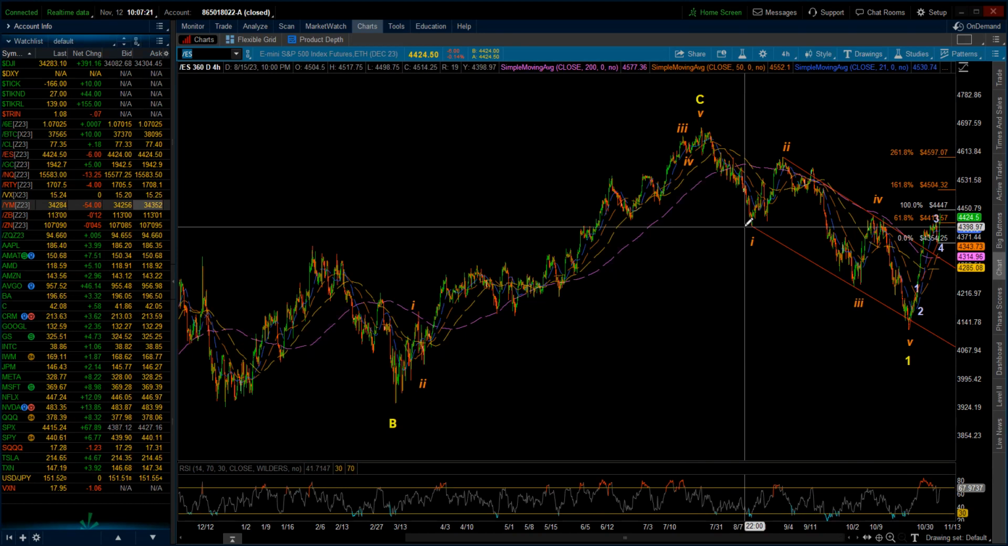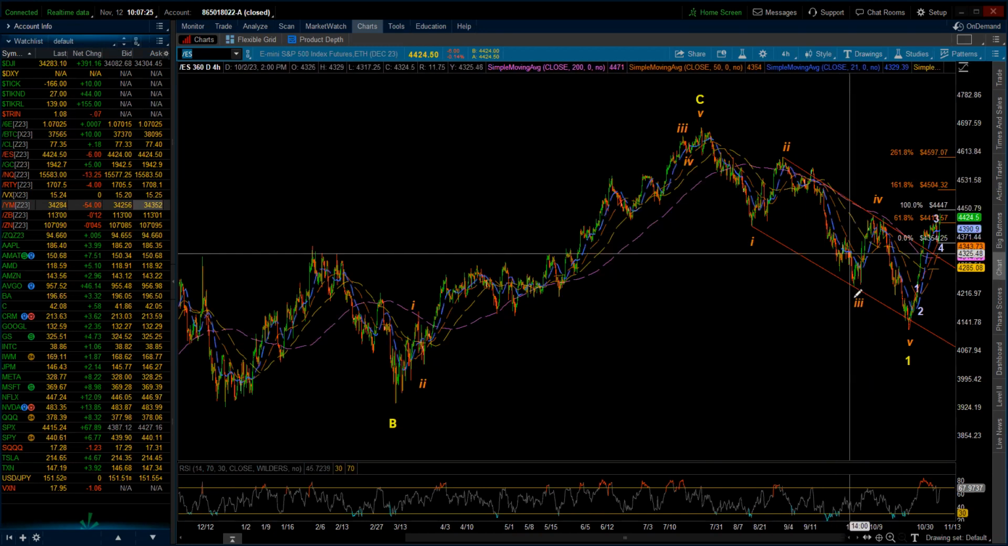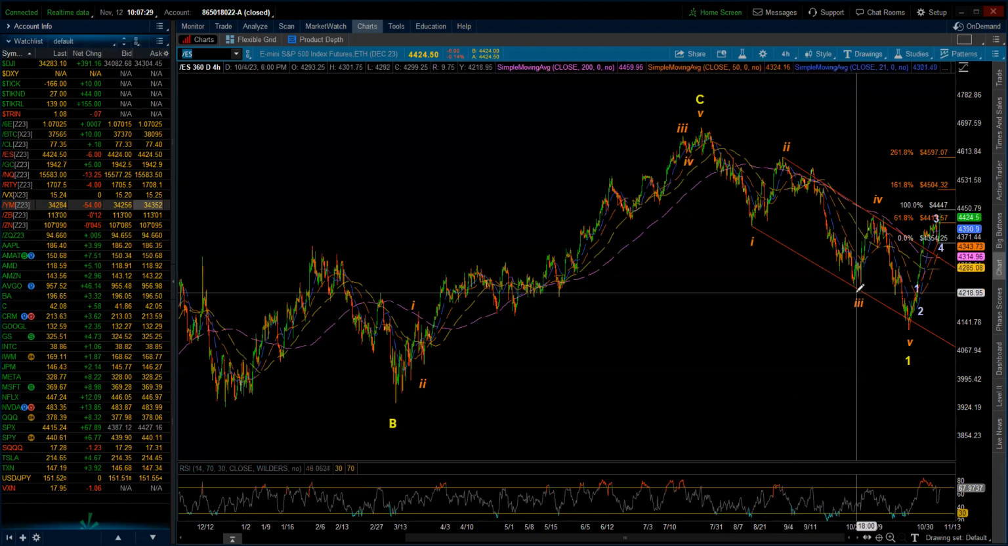Within an impulse, if wave 1 is a diagonal, wave 3 is likely to extend. And here it did. There was the extension within the third wave.